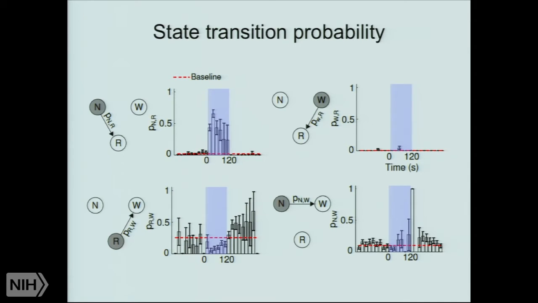So the bottom line is that even though our laser stimulation of these ventromedulla neurons can really promote REM sleep, it's only the normal non-REM to REM transition, but not the pathological wake to REM transition.